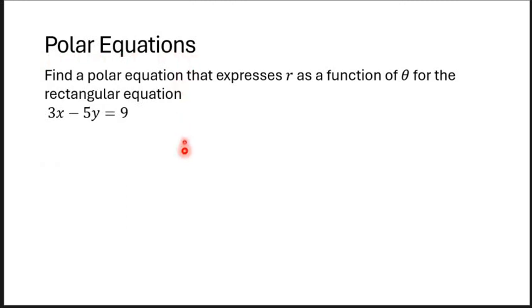Polar equations. Find a polar equation that represents r as a function of theta for the rectangular equation 3x minus 5y is equal to 9. So I have an equation with x and y, and I want to change it to r and theta, where r is a function of theta, and I'm going to use these two formulas for the conversion.